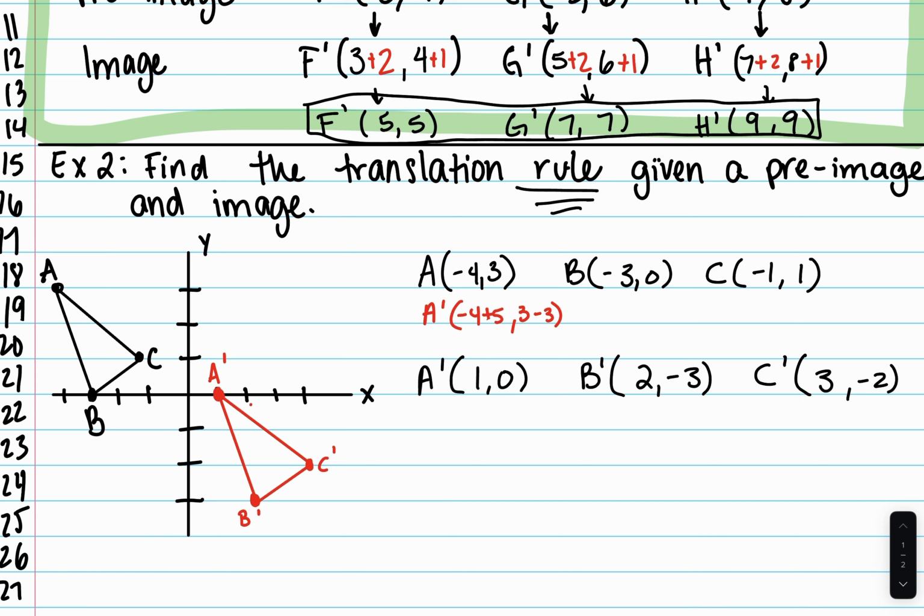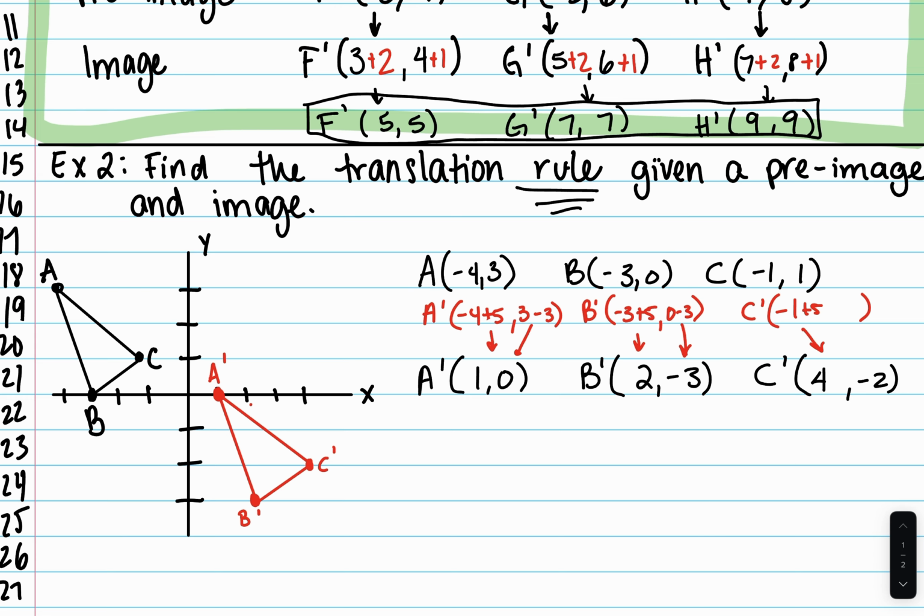So our rule, let's see if this works for all of them. So B prime, -3, if we add 5 to it, do we get 2? Yes, we do. -3, 0, subtract 3 to it, we get this. C prime, -1 plus 5. Do we get 3? Now this one's a little bit different. Did I get this one right? -1, 1 plus 5. It should be 4. Oh, I counted wrong. Sorry, it should be 4.